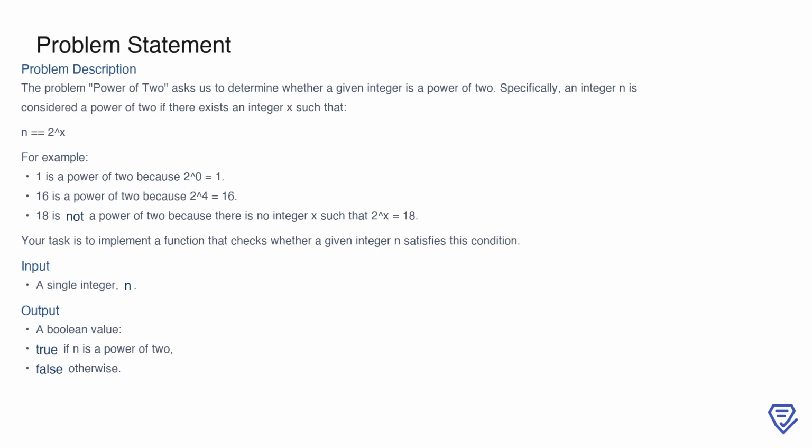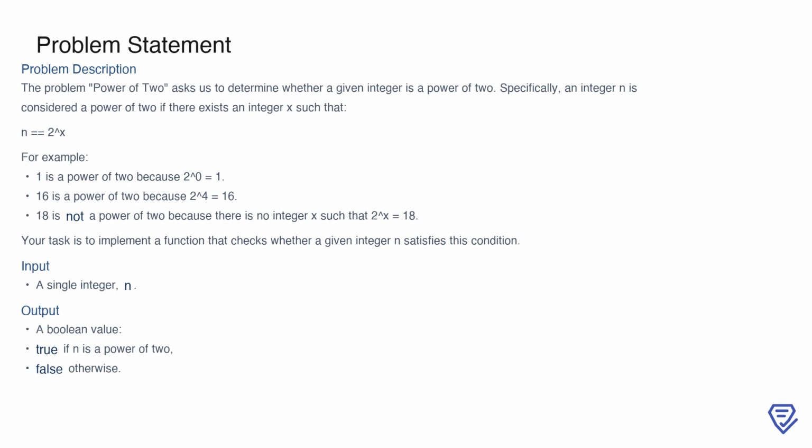The problem power of 2 asks us to determine if a given integer is a power of 2. Mathematically, this means checking if there exists some integer x such that the number n can be expressed as 2 raised to the power of x, or n equals 2 to the power of x.